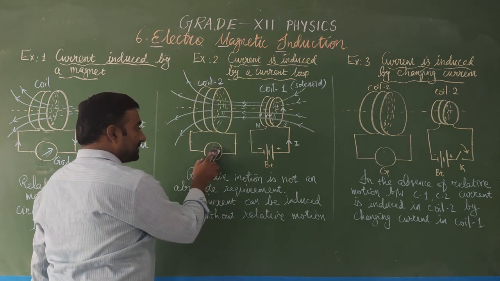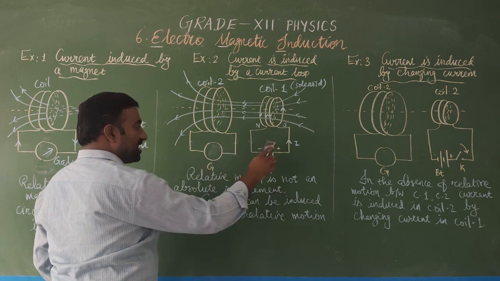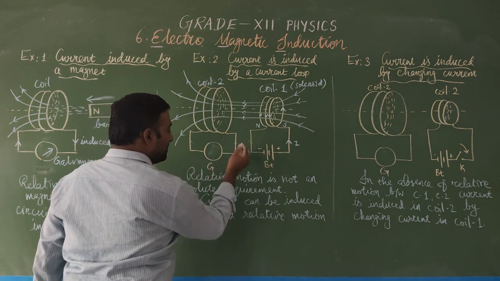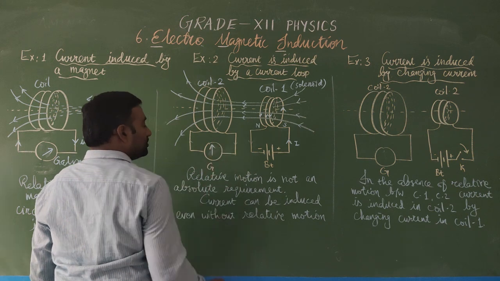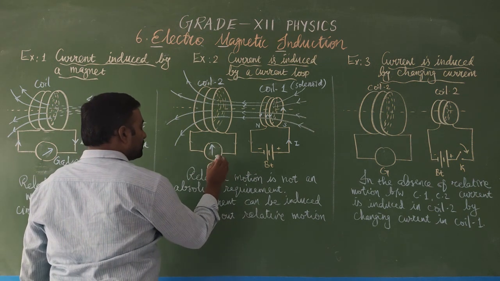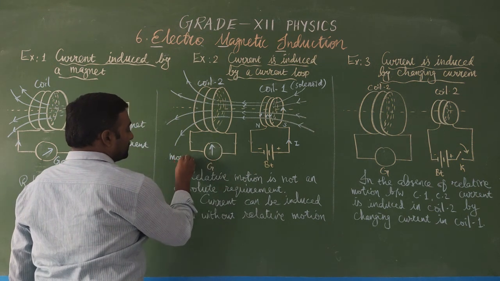But when you switch on, only for that one second the galvanometer deflects, and again it comes back to zero, which means the galvanometer shows momentary deflections.